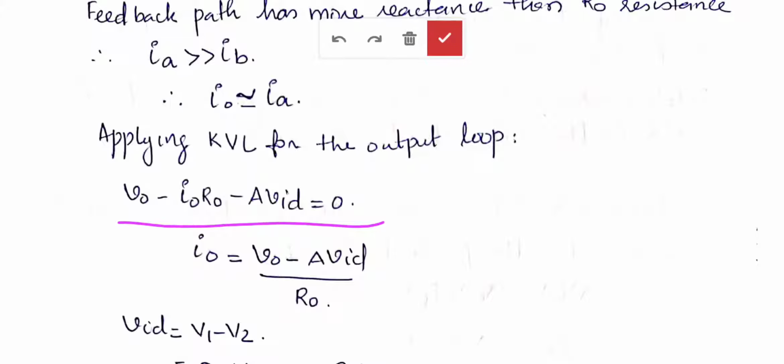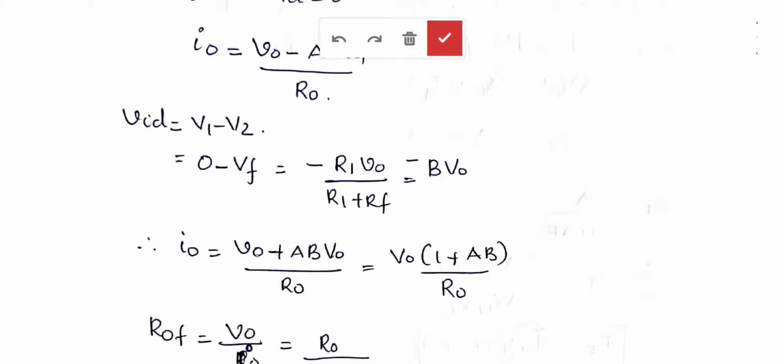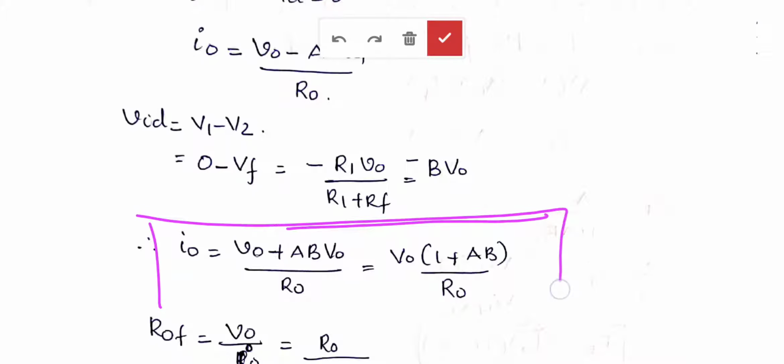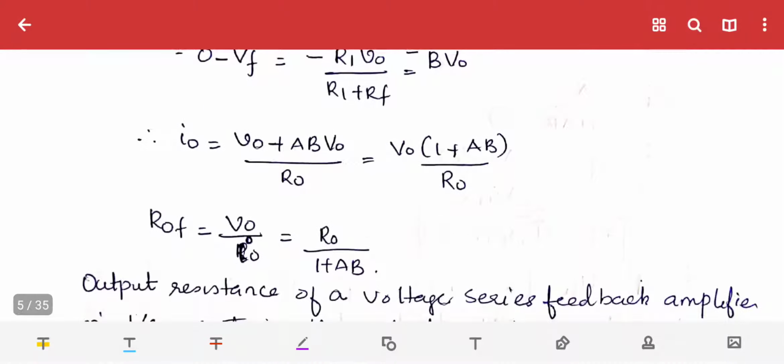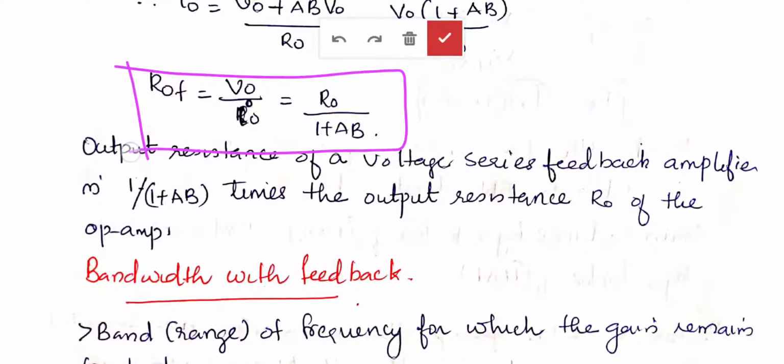So IO is VO minus A VID by RO. What is VID? V1 minus V2. What is V1? The independent voltage source is made 0, so V1 is equal to 0, and V2 is equal to Vf. So VID is equal to minus R1 by R1 plus RF into VO, and R1 by R1 plus RF is B, as we have seen, so minus B VO. Substituting, we will get IO is equal to VO plus AB VO by RO. So what is VO by IO? That is our resistance with feedback, ROF, equal to VO by IO, that is RO by 1 plus A beta.